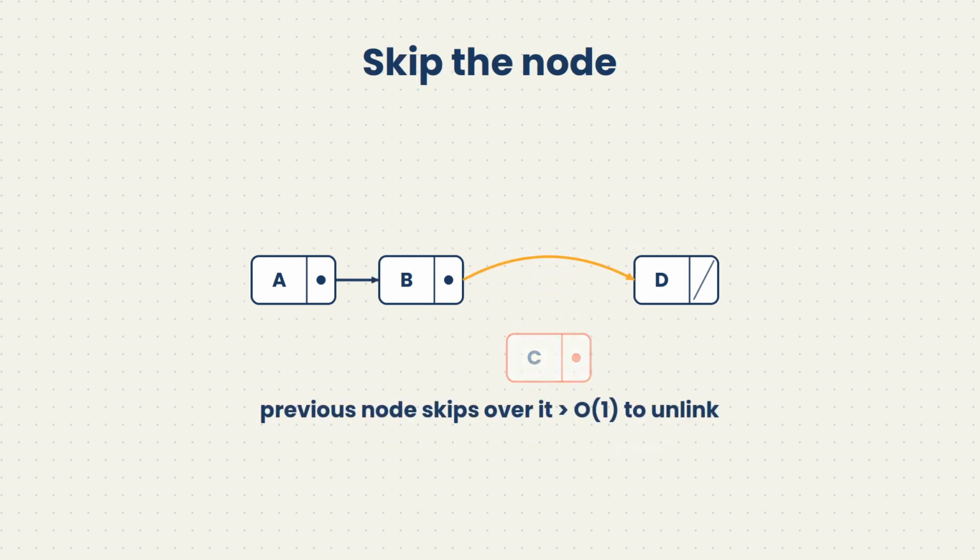Deleting works the same way and is just as cheap to perform. To remove a node, you make the previous node's next pointer skip over it and point to the node after. The removed node is now unreachable, so it gets cleaned up. Again, the rewiring itself is O of 1. The only cost is walking to find the node first.